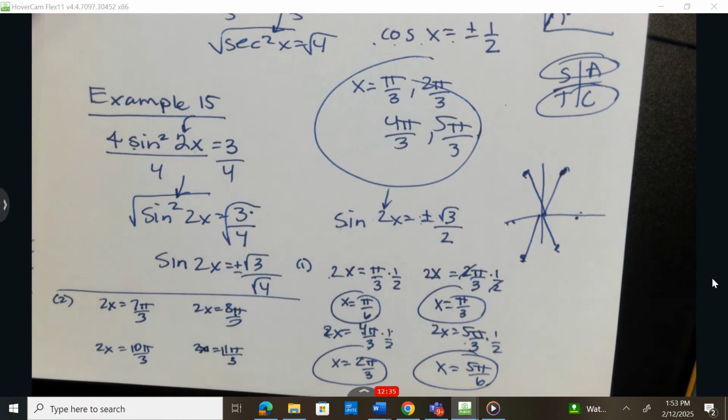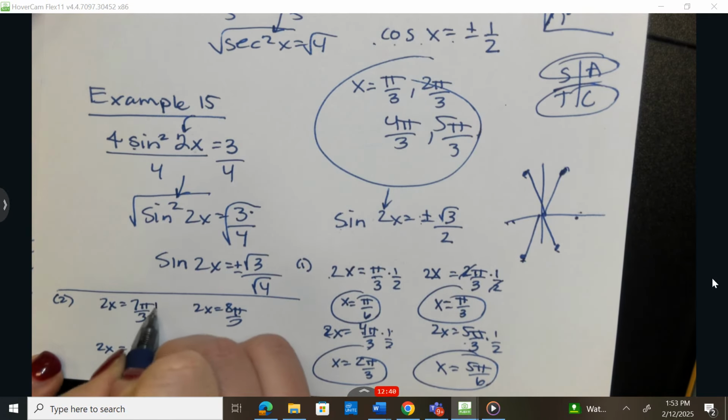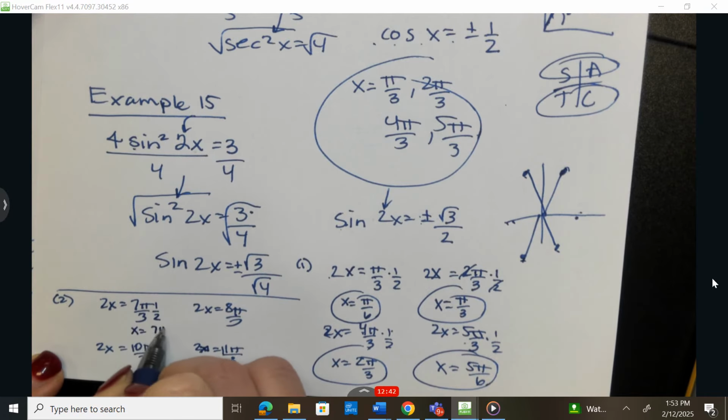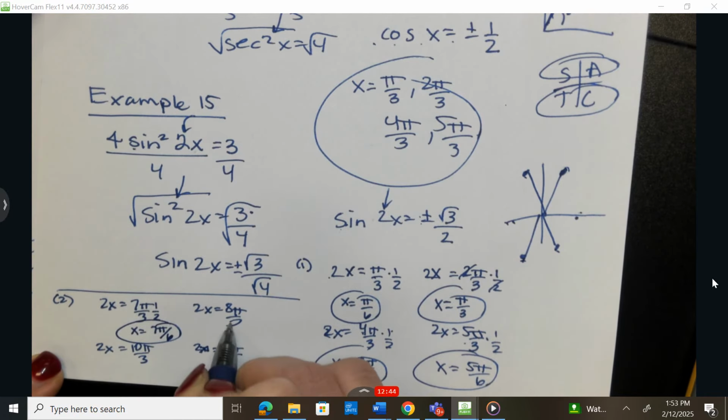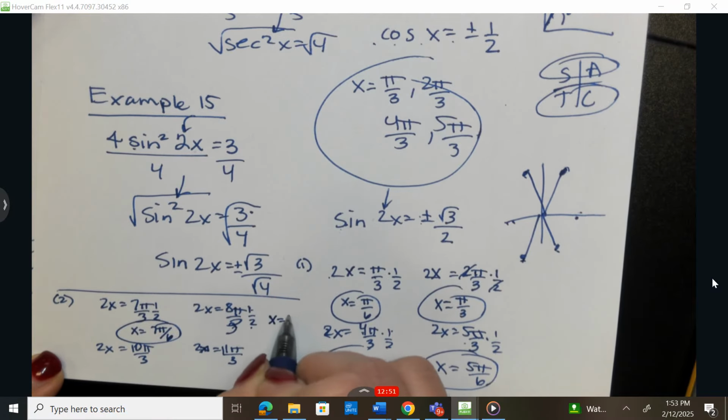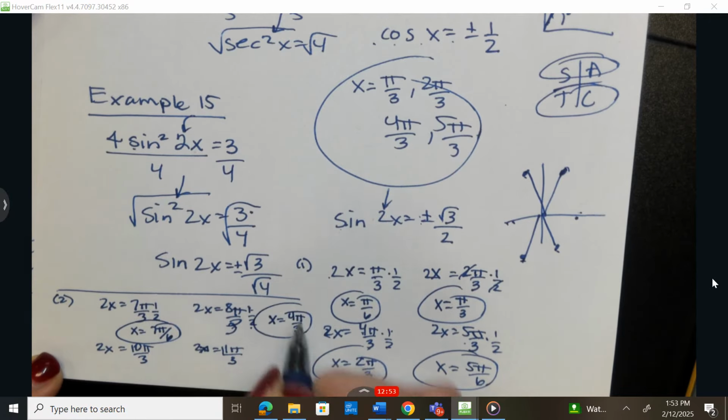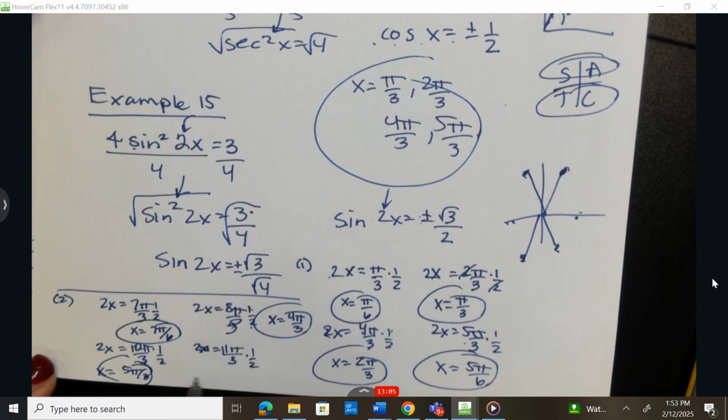Okay, so again, in the same fashion I did the first revolution, I'm going to multiply by 1/2. So I believe one answer is 7 pi over 6. Another answer, if I multiply by 1/2, I'd get 8 over 6, which is the same as 4 pi over 3. Here, if I multiply by 1/2, I'd get 10 over 6, which is the same as 5 pi over 3. And over here, if I multiply by 1/2, I get an answer of 11 pi over 6.